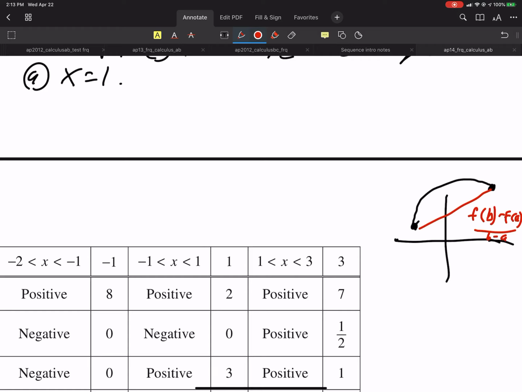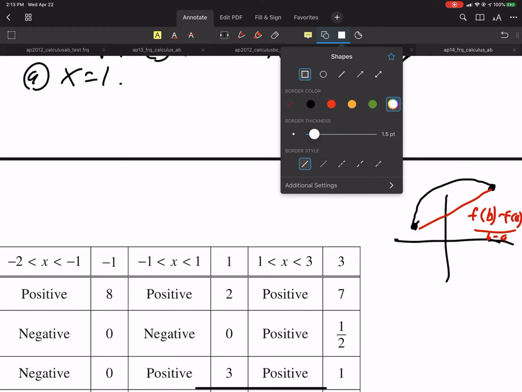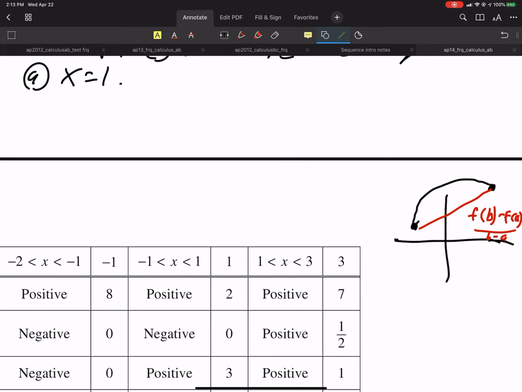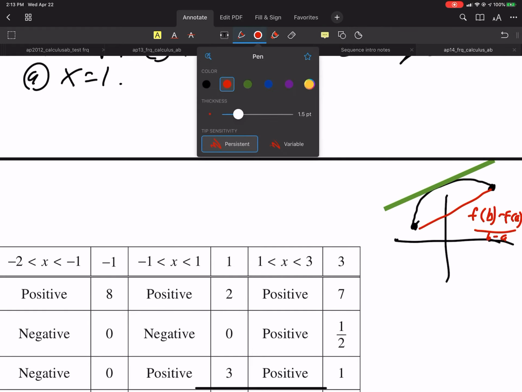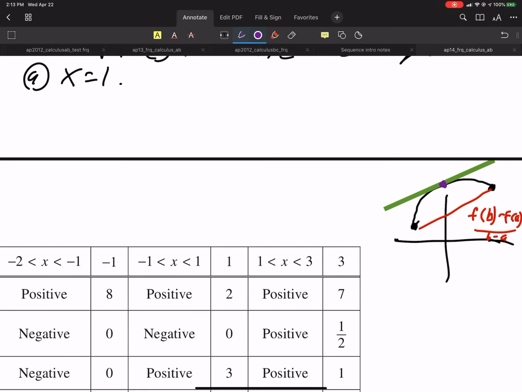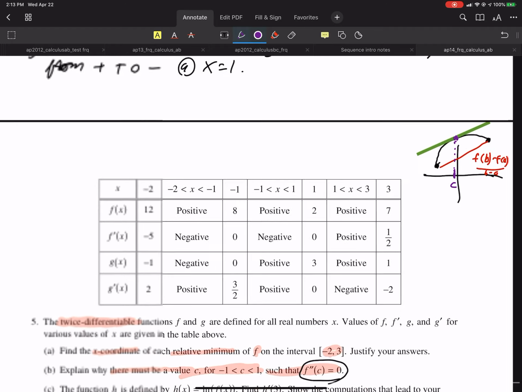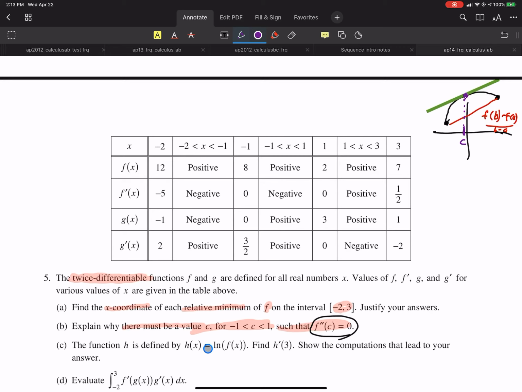The mean value theorem says there must be a point on your graph where the slope of the tangent line, or in other words, a derivative, at some point c, equals that slope. That would be our c, if the graph looked like that. So that's what it's saying over here: there must be a c in that interval where the second derivative equals that.